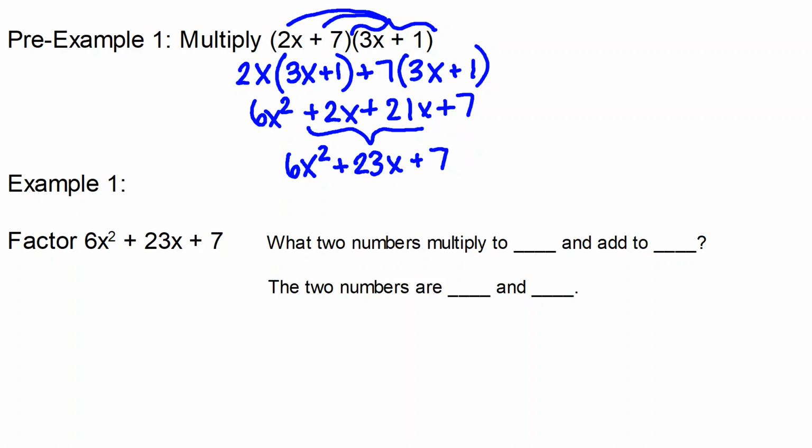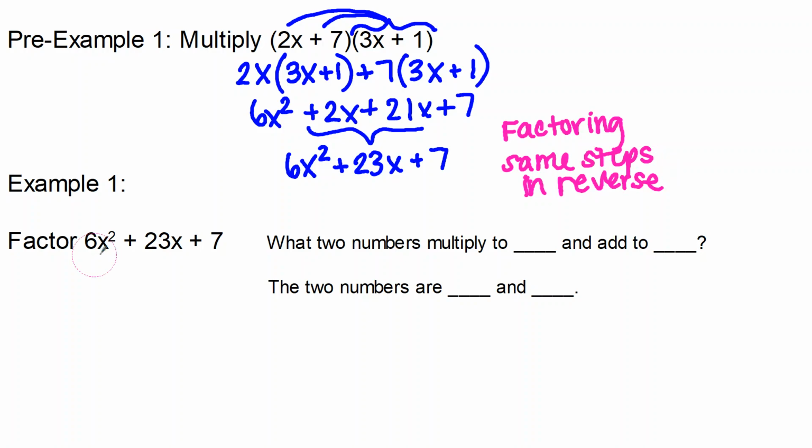So now when we go to factor something, it's actually going to be the same exact steps, but in reverse order. So when we are factoring, same steps in reverse. We are looking at 6x squared plus 23x plus 7. Once again, that is what we just got. So we should end up with these two factors as our final answer.